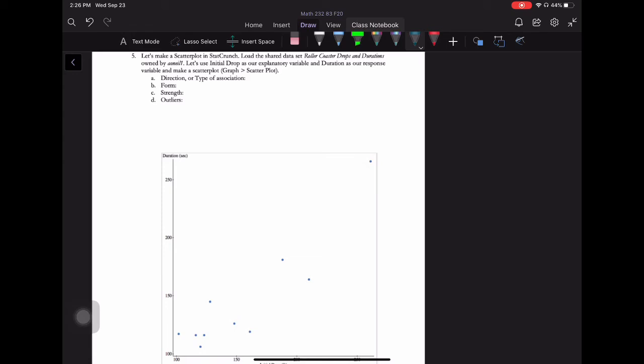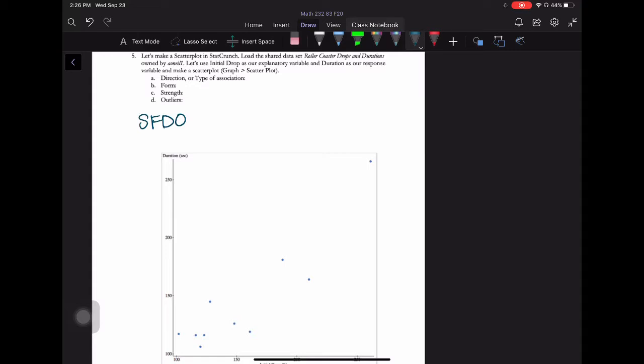We want to talk about the direction, the form, the strength, and whether there are outliers. These are four things that we always want to talk about when we're talking about scatter plots: strength, form, direction, and outliers. Maybe you want to create an acronym, something that means something to you with that, but just remember that those are the four things we want to talk about.